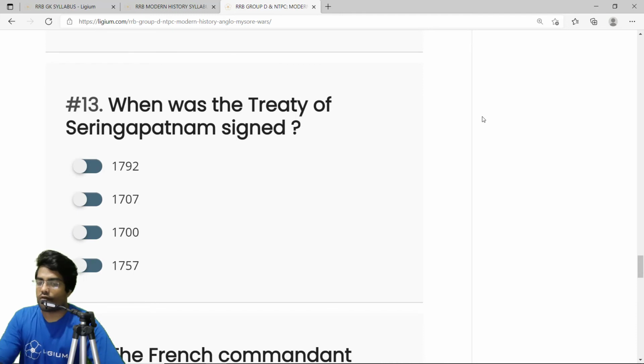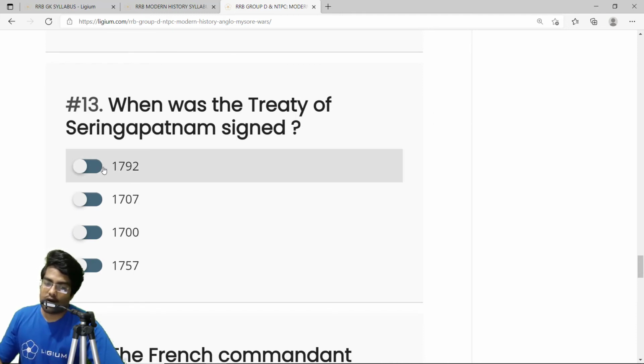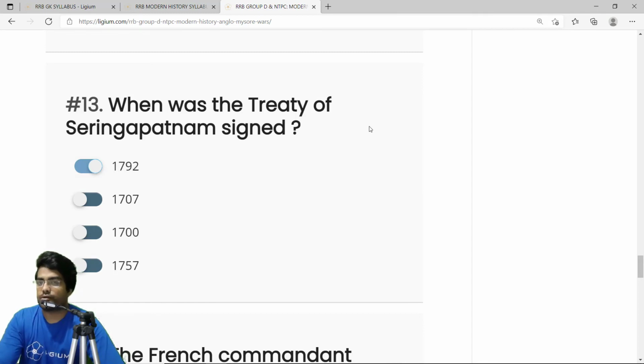When was the Treaty of Srirangapatnam signed? It was signed in 1792. It was a humiliating treaty for Tipu Sultan because he actually had to surrender two of his sons. He had to give up the Malabar coast and he had to pay a lot of money to the Britishers. So the correct answer is 1792.